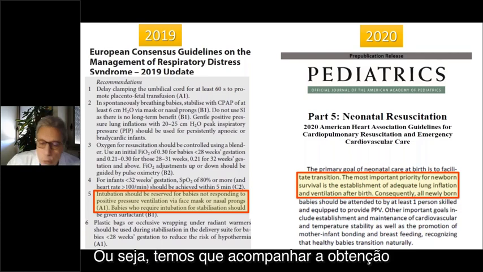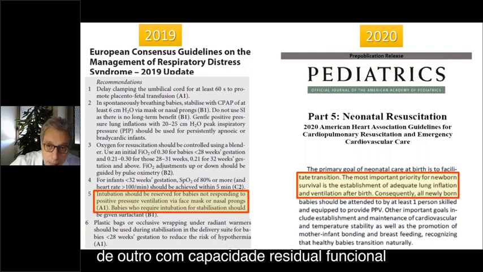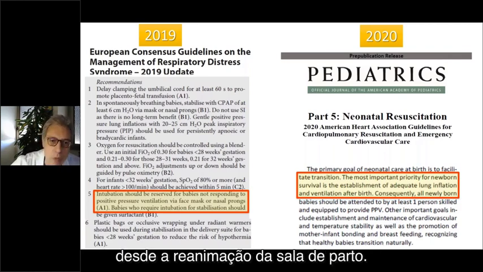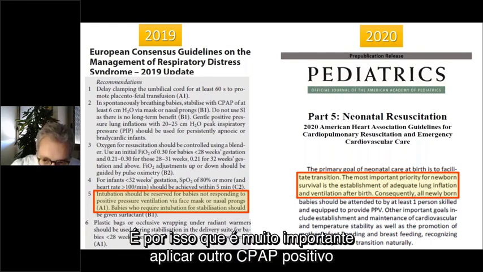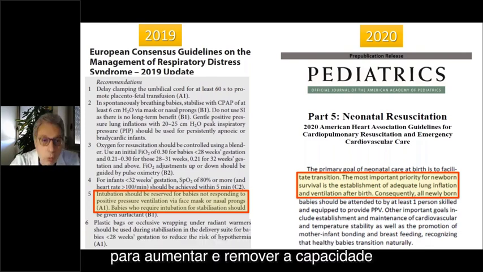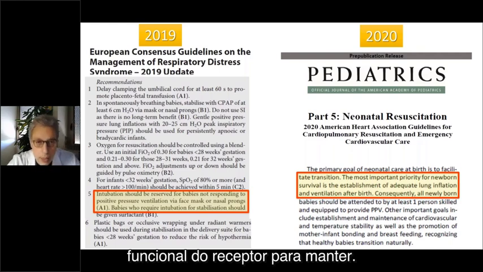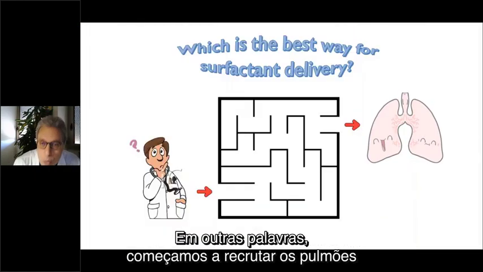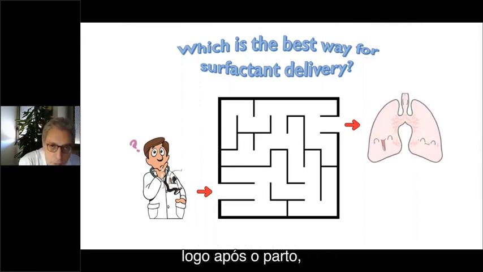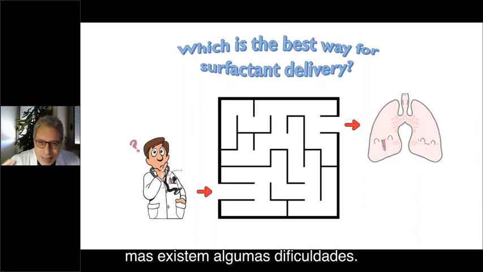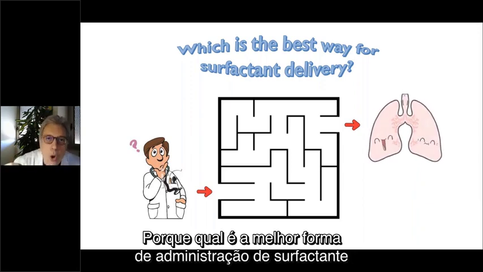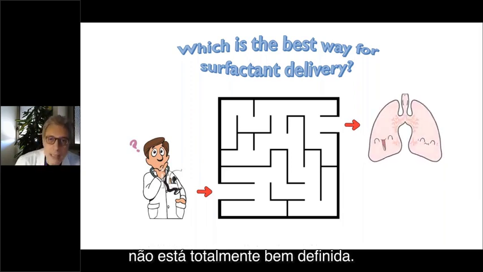That is, we have to favor the achievement of an adequate functional residual capacity since the delivery room resuscitation. And this is why it's very important to apply nasal CPAP to promote the functional residual capacity. In other words, we have to start to recruit the lungs immediately after birth. But some difficulties exist, because the best way for surfactant delivery is not completely well defined.